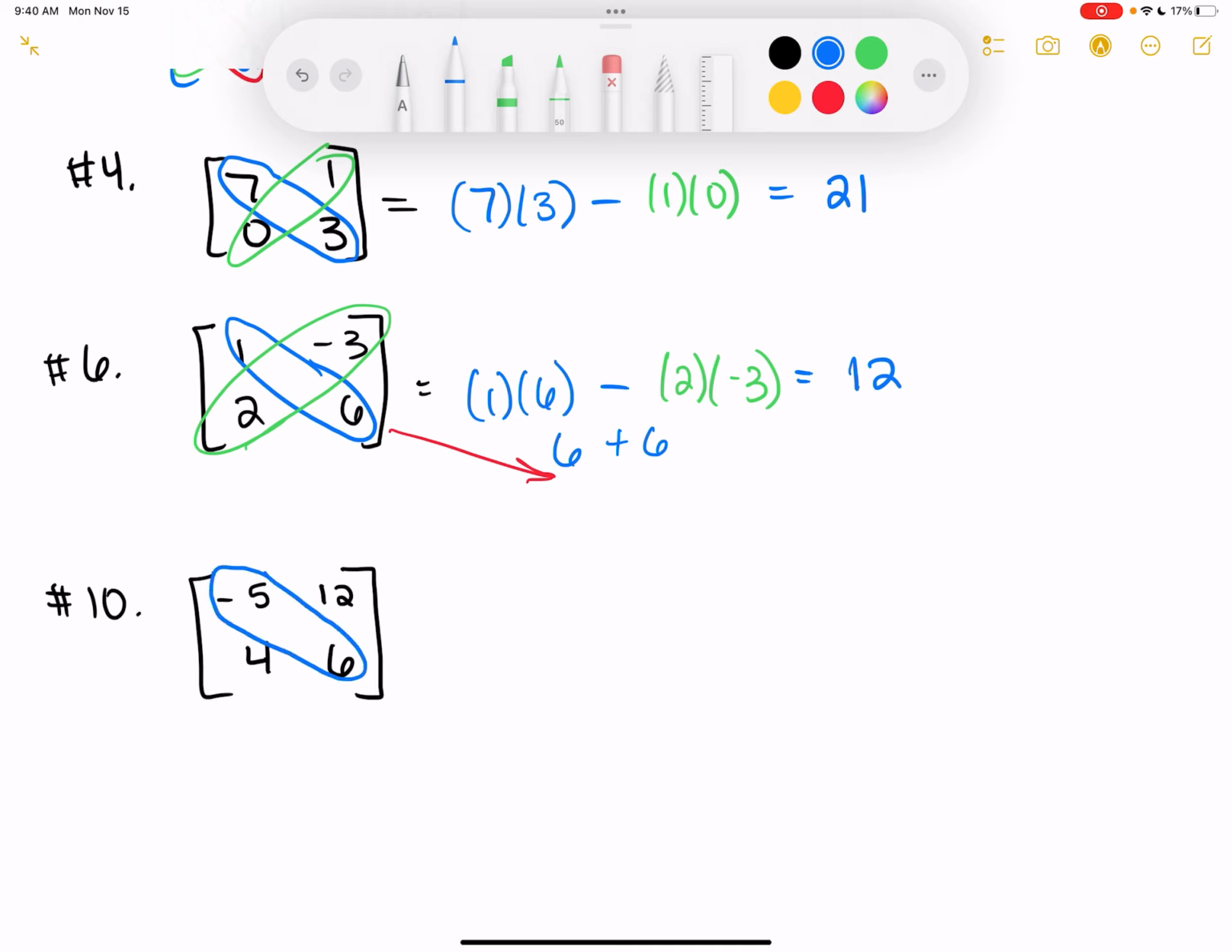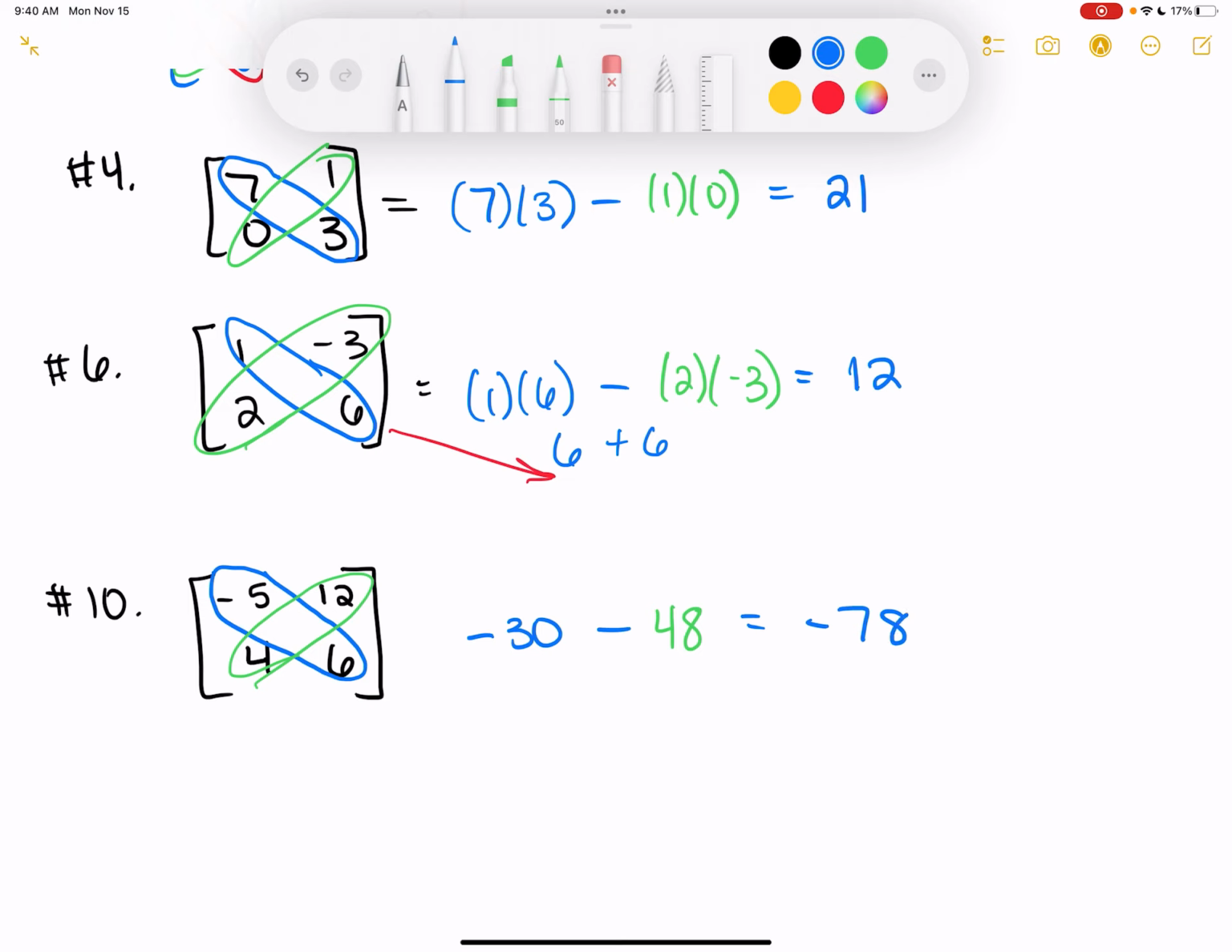All right, so negative 5 times 6, so negative 30, minus 4 times 12 is 48. Okay, and I also don't care if you circle whatever you're doing. I'm just doing it for the sake of seeing it in the notes. So negative 30 minus 48 is negative 78.